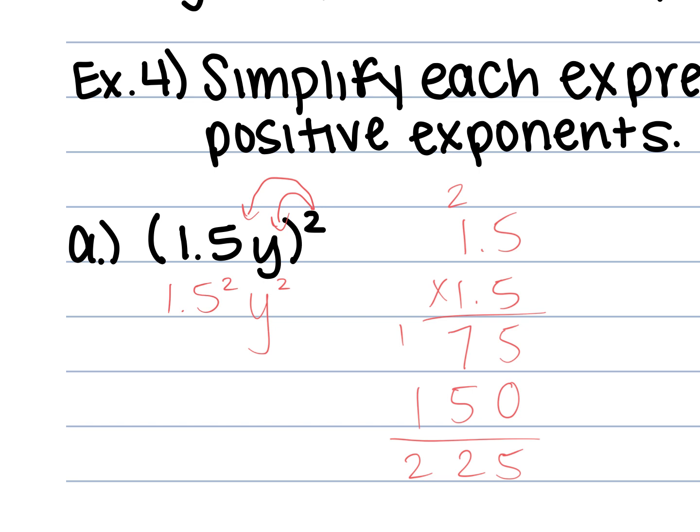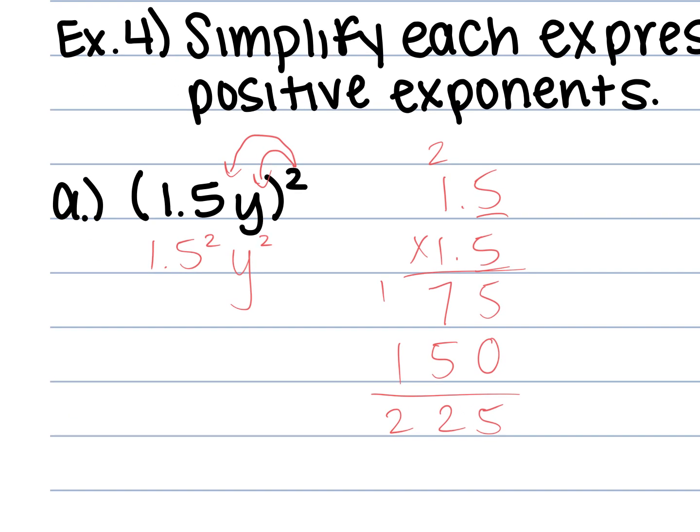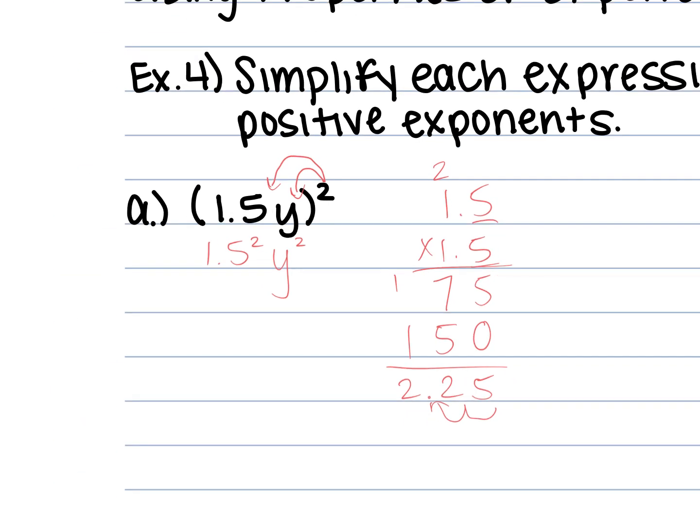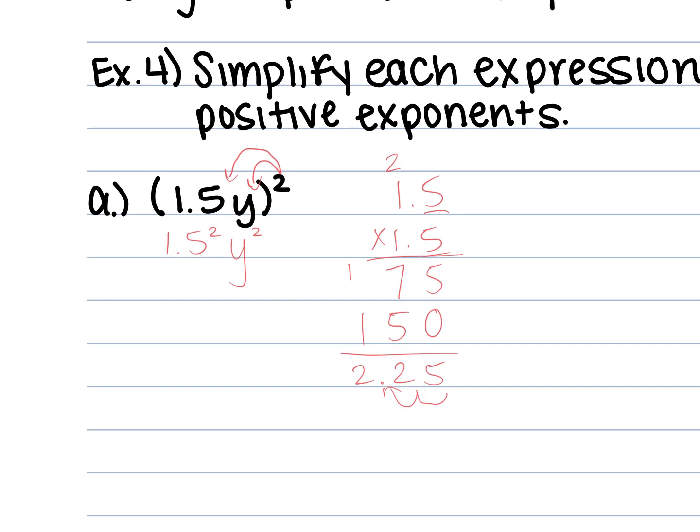Is 1.5 times 1.5 equal to 225? What did I do wrong? The decimal point. How many spaces do I move my decimal? Two. So move it over 2. It's 2.25. So my answer is 2.25 y squared.